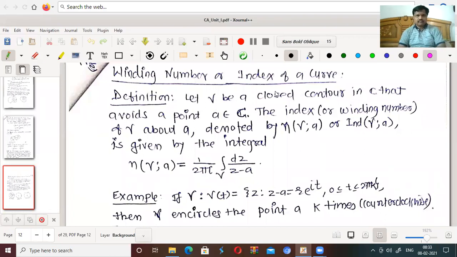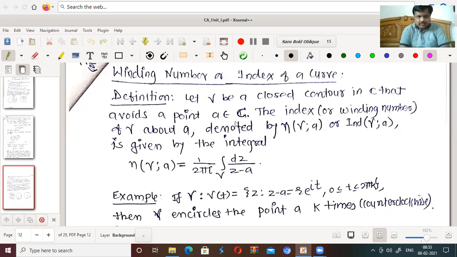Today we'll go for some other concepts of complex integrations, and the concept is winding number or index of a curve. First of all, let us see the definition of what is meant by winding number or index of a curve.